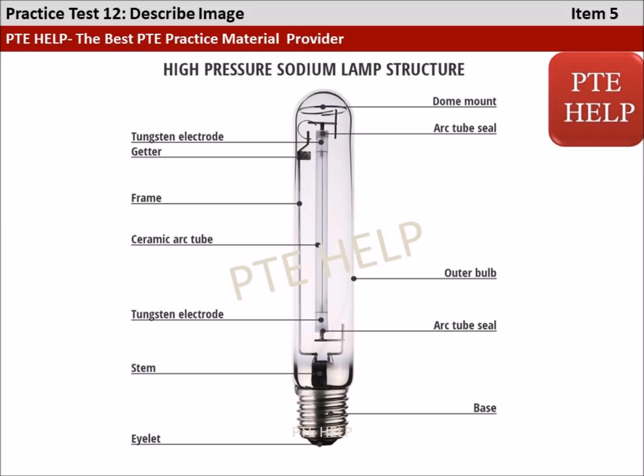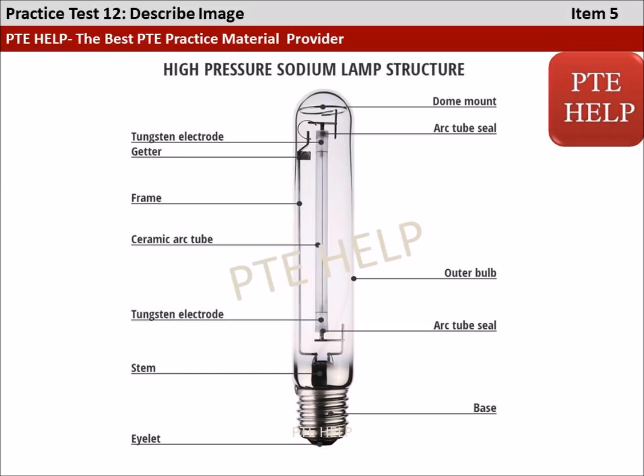This image represents the structure of the high-pressure sodium lamp. At the first glance, it can be noticed that its internal and external structure is quite different from a fluorescent bulb and LED bulbs. At its top internally, the dome mount is installed, followed by an arc tube seal, tungsten electrode and getter. The frame holds everything.